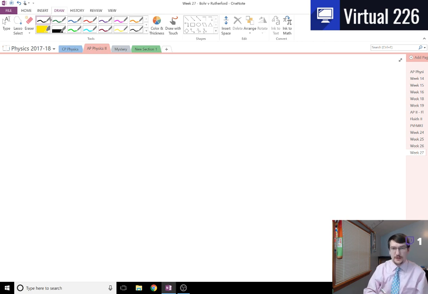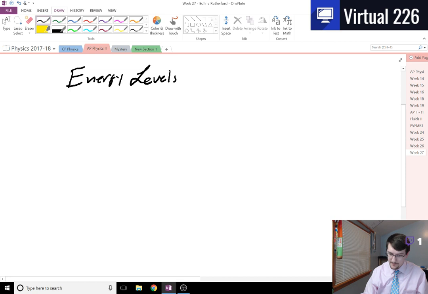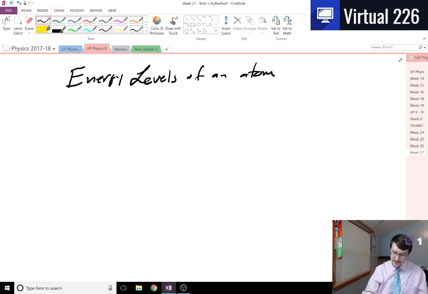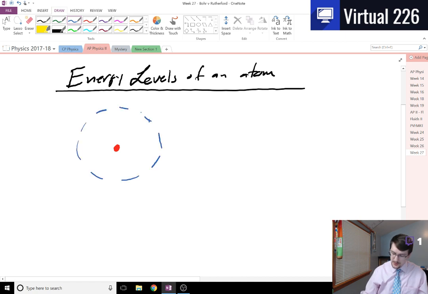Okay, what we're going to look at here for the AP Physics 2 class is energy levels of an atom. We know that with Bohr's planetary or orbital model of the atom, we have this idea of energy levels that exist. If we think about here is a positive nucleus, we can think about there is a perfect circle of an electron orbiting it in some way. We know this is not the case.